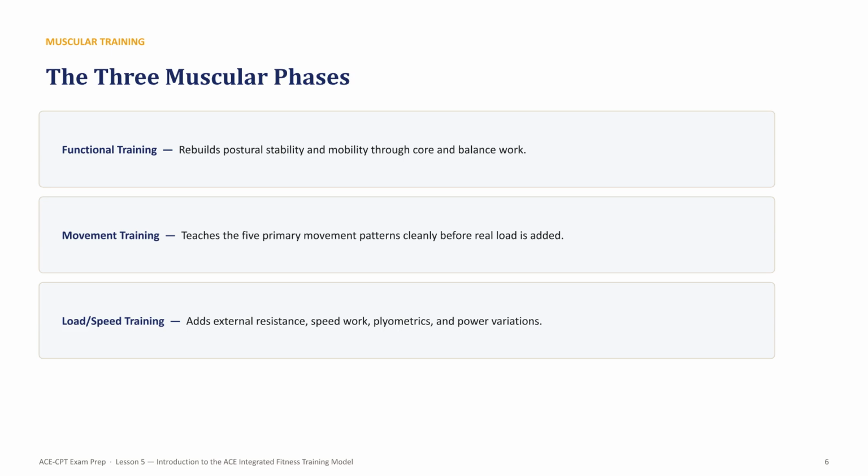Notice this mirrors the cardio track structure. Stability first, then skill, then intensity or load. That parallel structure is intentional, and it's part of why the model is easy to apply once it clicks.